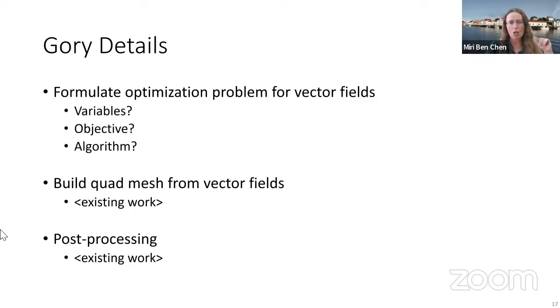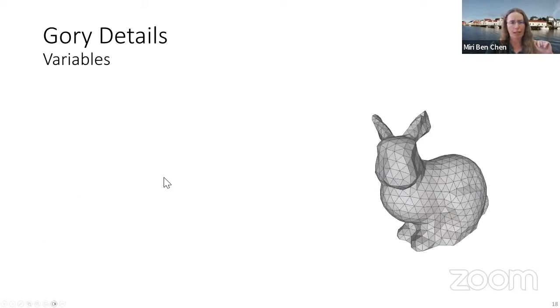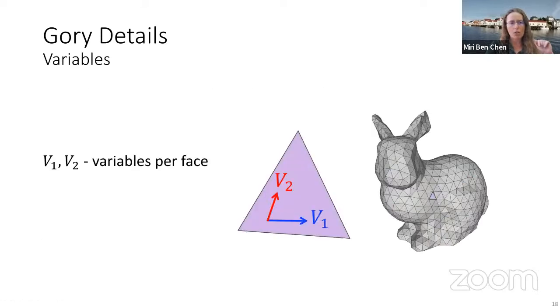Okay, so from all these things, I'm going to talk just briefly about the variables and the objective. So which variables are we going to use? This is actually very simple. We're assuming we get as input this bunny as a triangle mesh. Then per face, I have V1 and V2, and every one of these is two numbers. So it's a vector represented in some arbitrary basis, an arbitrary frame, on this shape. This gives me four numbers per face of the mesh.